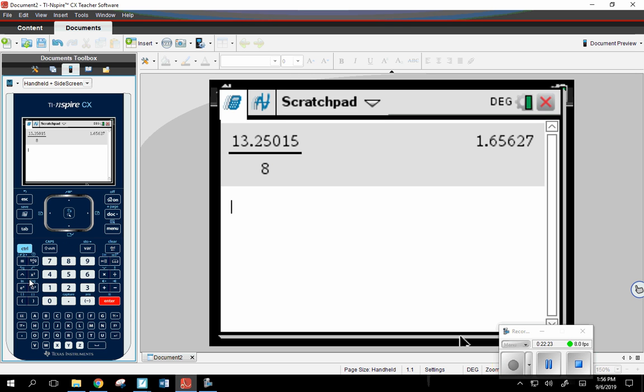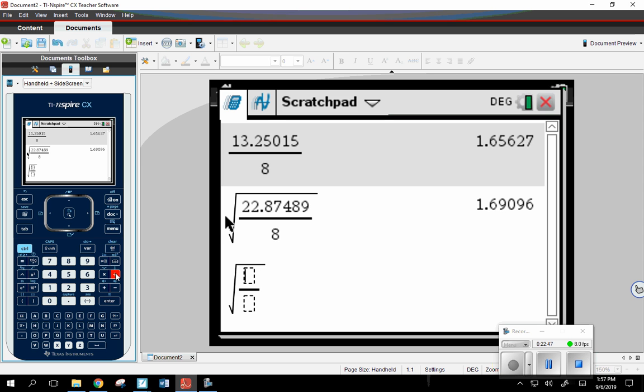Next I'm going to move on to the standard deviation for the x's. So that sum was 22.87489, divided by 8 once again. Okay, so there's the standard deviation for the x's. One more time. Now I'm going to take, what was it, 15.5 divided by 8?